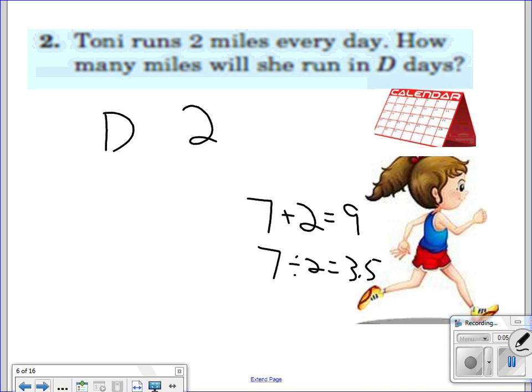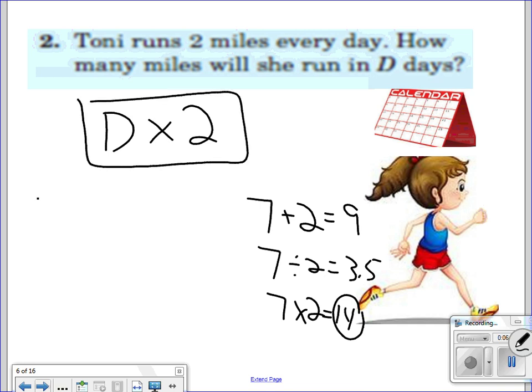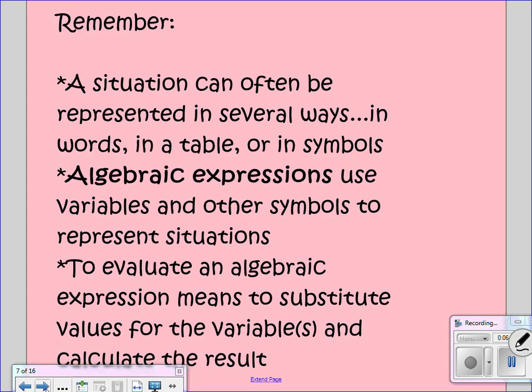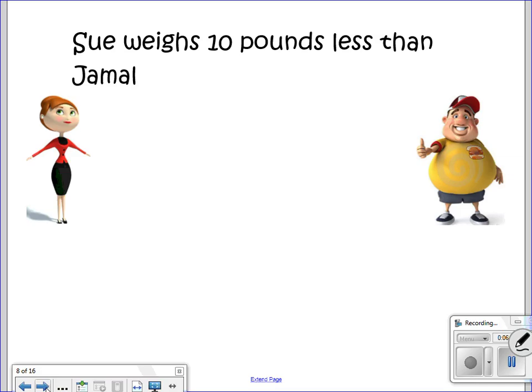In 1 day, she runs 2 miles. Are we going to multiply the 2? 14 miles makes the most sense. So her rule, her algebraic expression is D times 2. So if she runs 20 days and she's running 2 miles each day, that means she's run 40 miles. So your algebraic expression for that one is D times 2. And this is everything I've already explained, so we're going to keep on going.